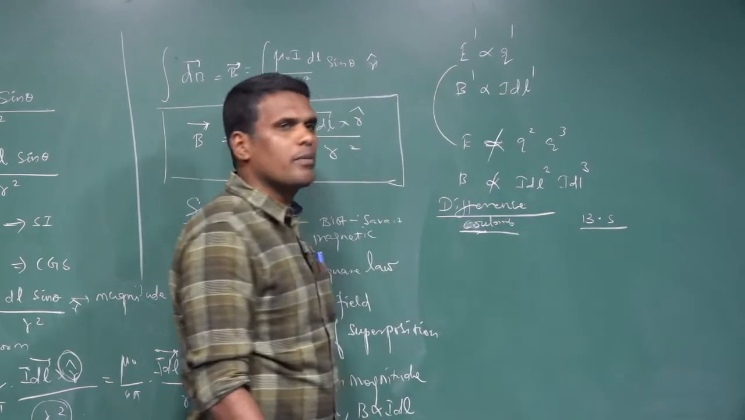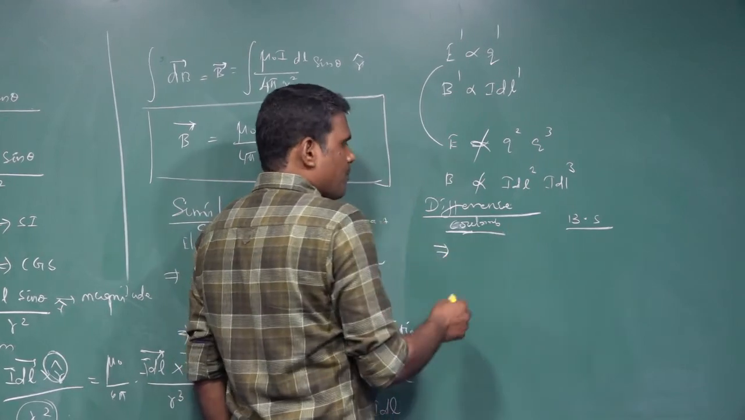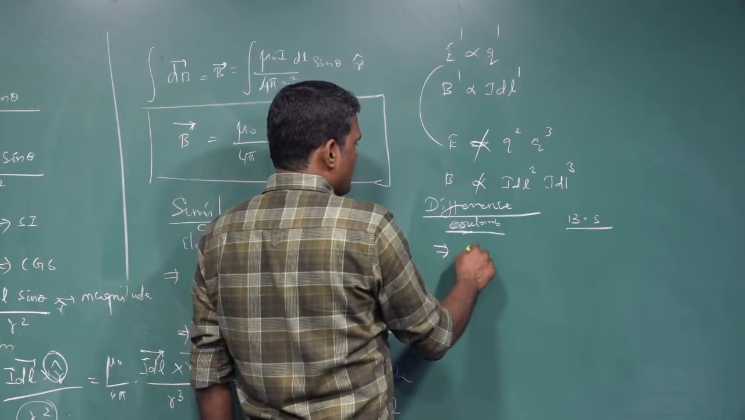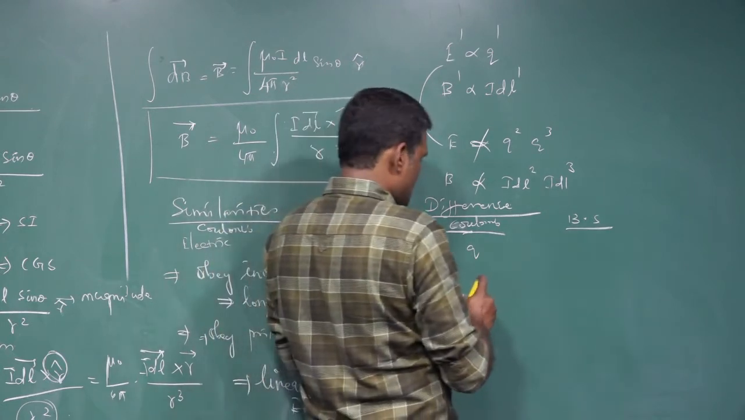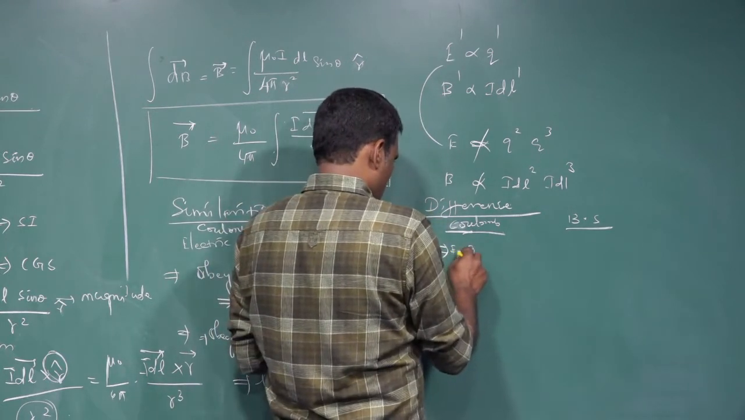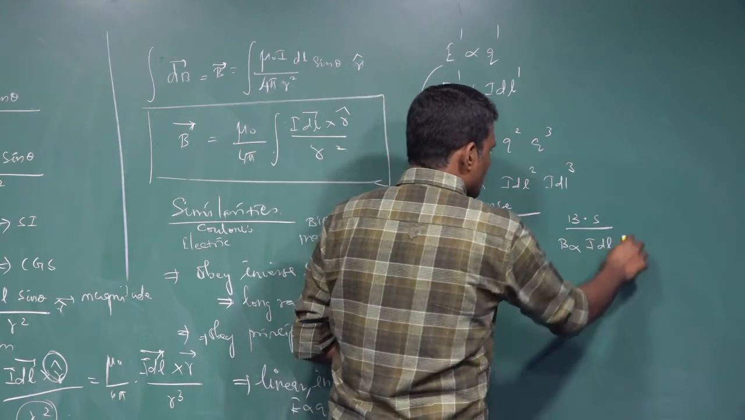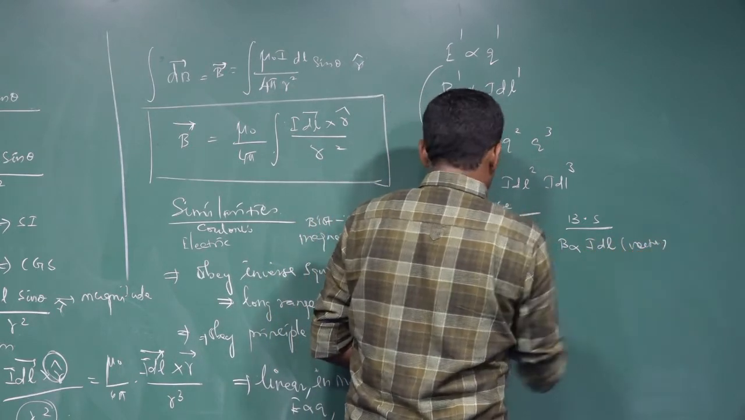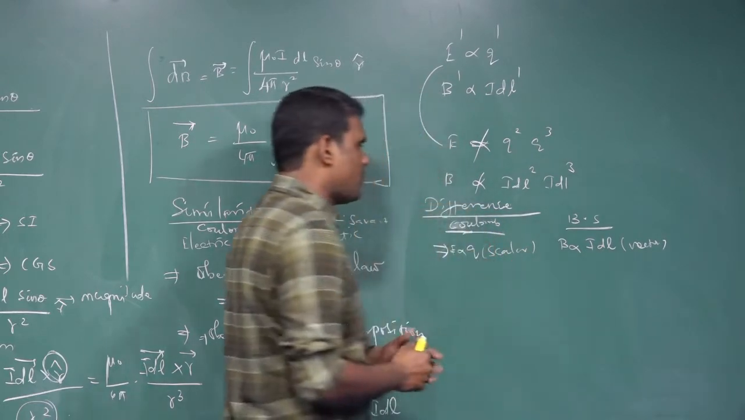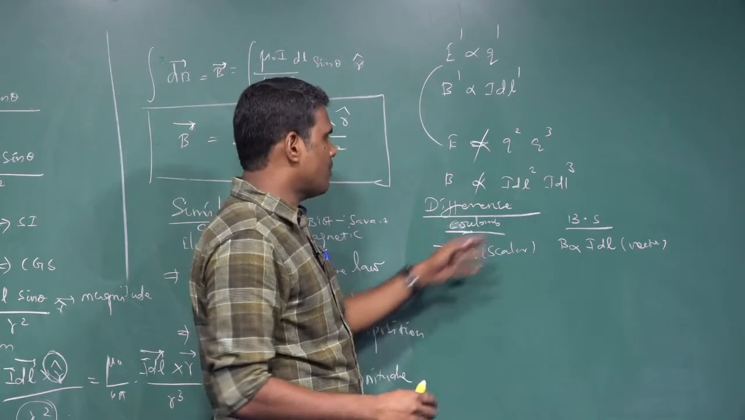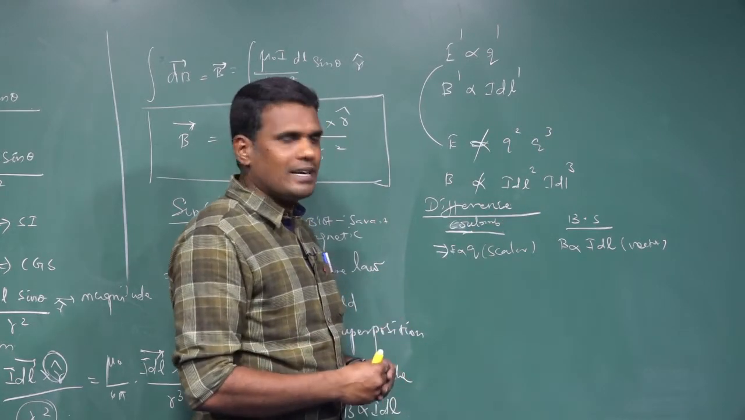Difference between Coulomb's law and Biot-Savart's law. In Coulomb's law, the electric field depends upon a scalar quantity, let us say charge. In Biot-Savart's law, the magnetic field depends upon the current element Idl, which is a vector quantity. Charge is a scalar quantity, so E depends upon charge, which is a scalar. Magnetic induction depends upon a vector quantity, which is the Idl vector.